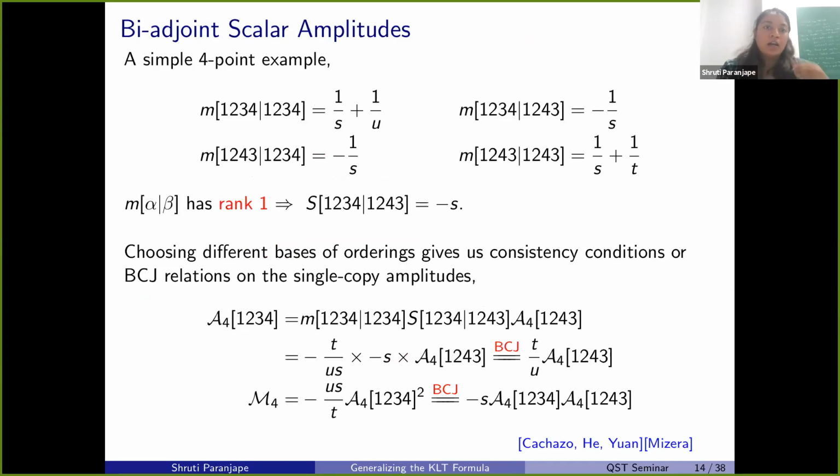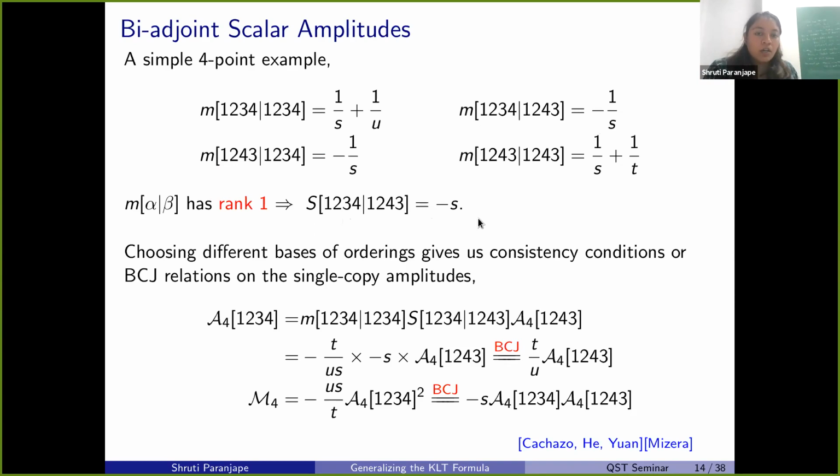Okay, so at 4-point, this is the matrix of amplitudes, and as you can see, I have started with the (n-2) factorial sized matrix, which is 2 cross 2, and the rank is 1 as expected, which means that for my kernel, I literally just take one of these elements and invert it. The easiest one to do would be 1 over S. So I can just invert this, and then minus S is the 4-point KLT kernel.